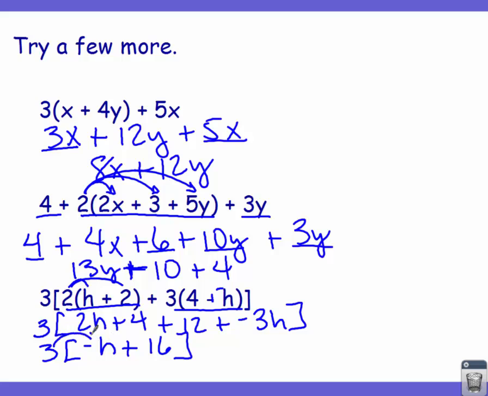So the 3 and the negative h go together to make a negative 3h plus, and then the 3 and the 16 go together to make a 48. And that's how we use the distributive property with combining like terms.